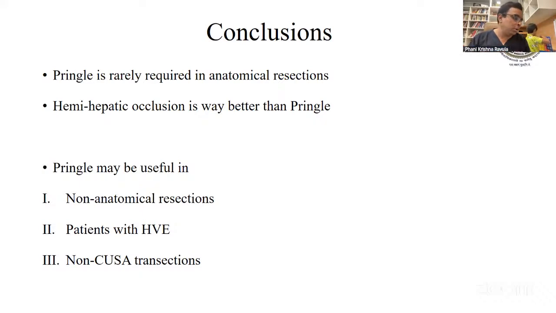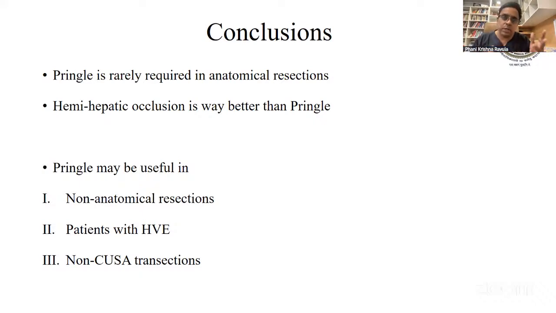And one more thing I wanted to mention was about continuous versus intermittent. In practice, how we decide between continuous and intermittent is: if it's a healthy liver and a minor, non-anatomical resection, which you're going to complete in less than half an hour, you would just go for a single one-time occlusion. But if you're in a major hepatectomy or a diseased liver, if you're planning more than 1 hour, always go for an intermittent Pringle.